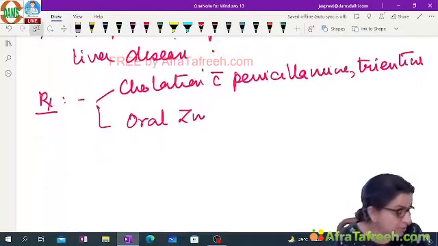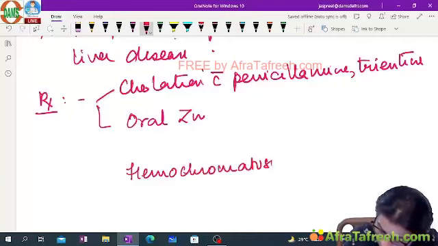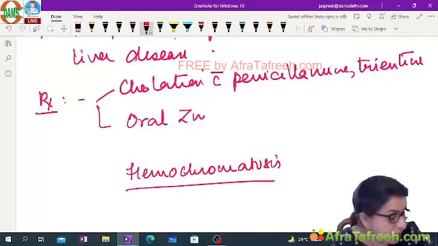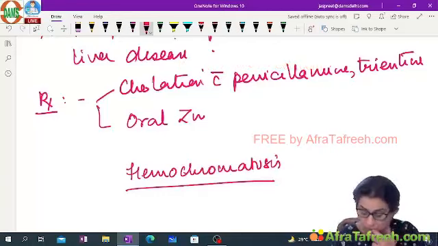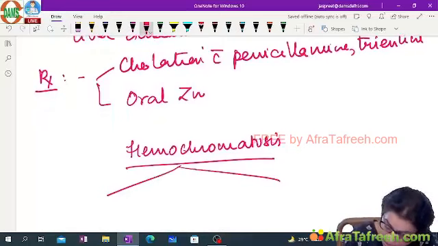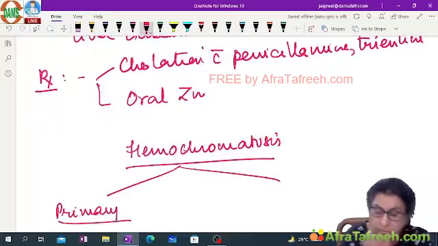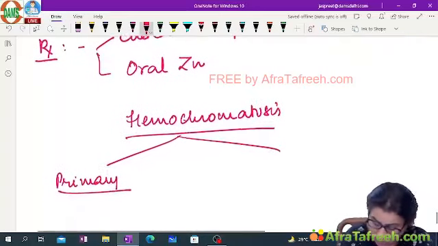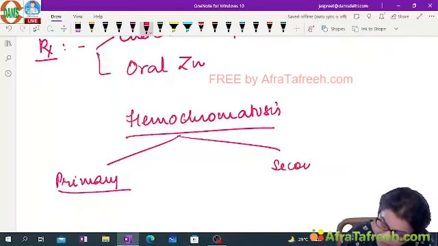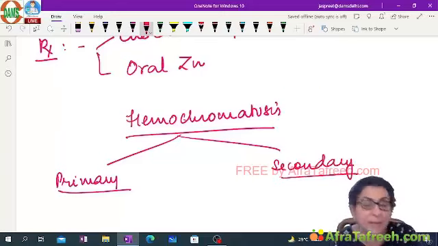Okay, coming to the third metabolic disease of liver. Third metabolic disease of liver is hemochromatosis, which is a condition of iron overload. Hemochromatosis is primary and secondary. So we categorize hemochromatosis into primary and secondary hemochromatosis.